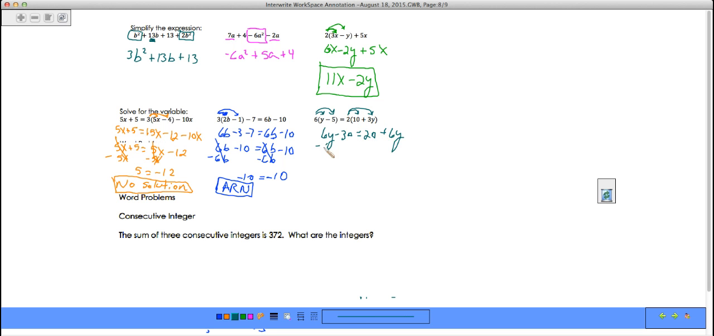Once again, I can cancel those. I can subtract the 6y from each side. And I'm left with negative 30 equals 20, which we know is not true, so we have no solution.